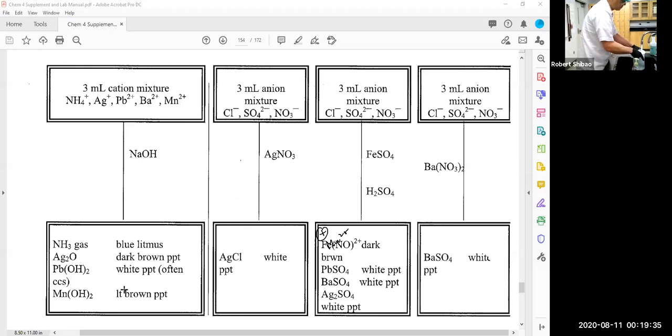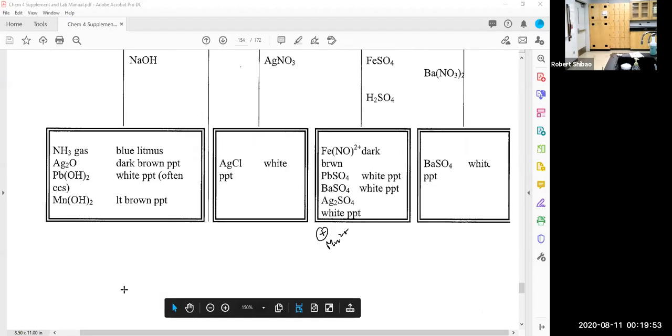Let me fill this up with some more soapy water, since I'm going to run out of test tubes. We have to wash some. Okay, now we're done with this. These are the individual tests. Now we're going to do that series of tests, the flow chart.